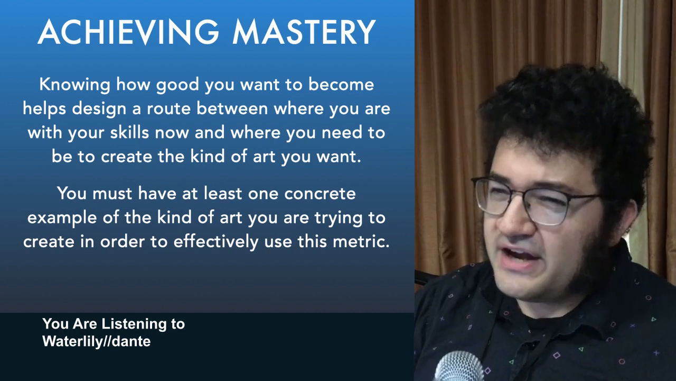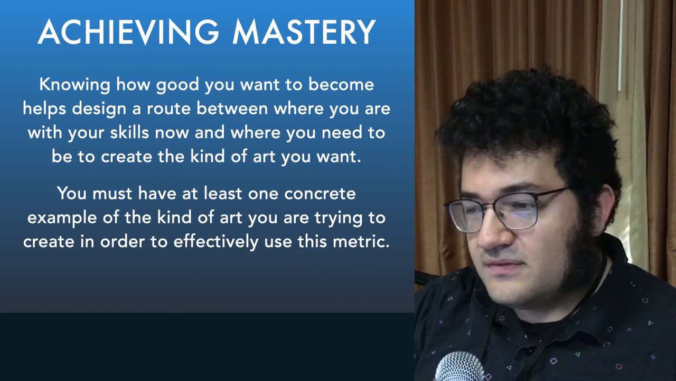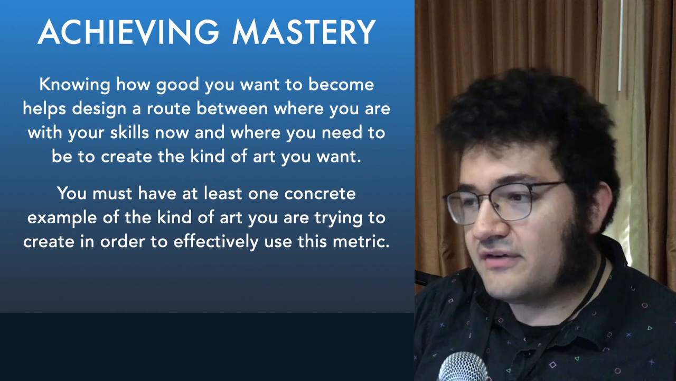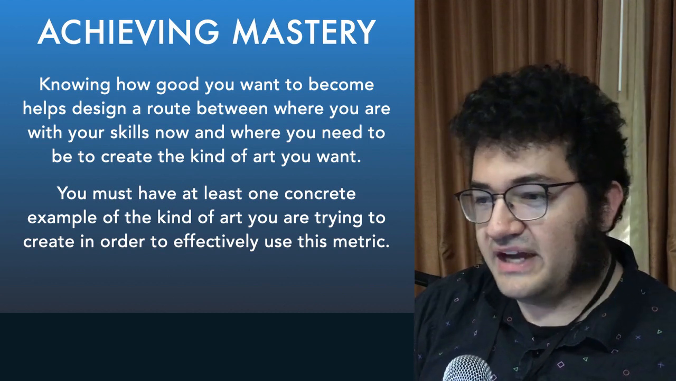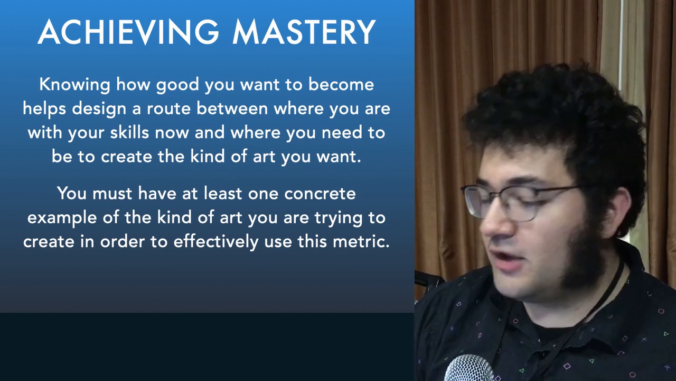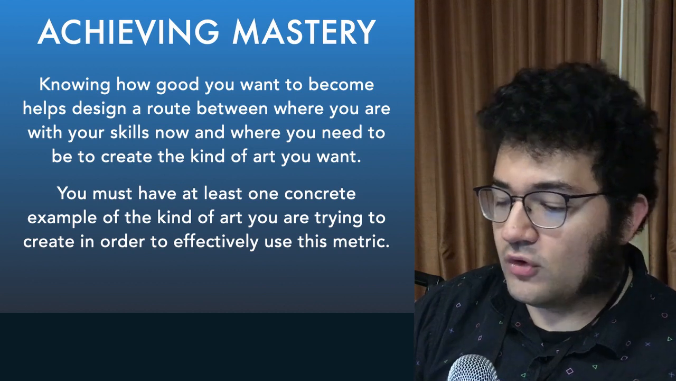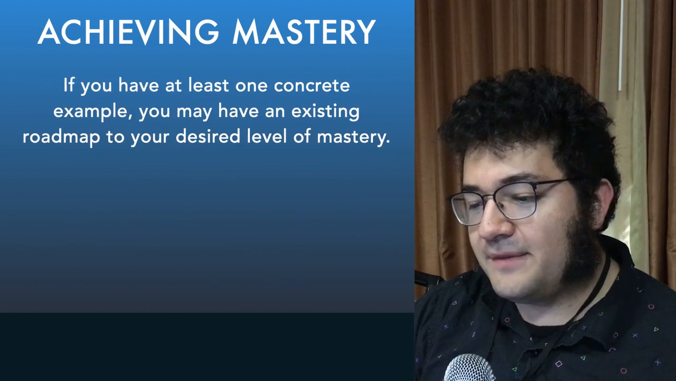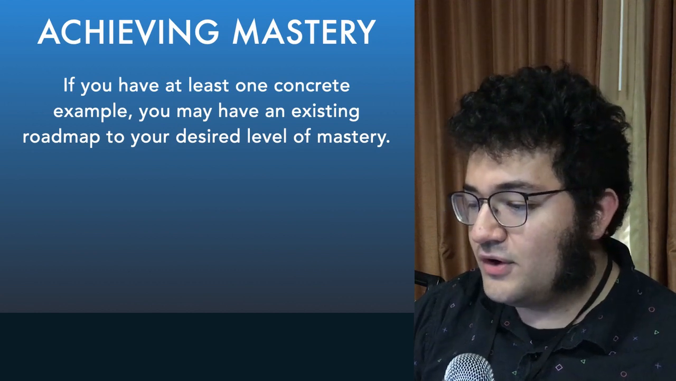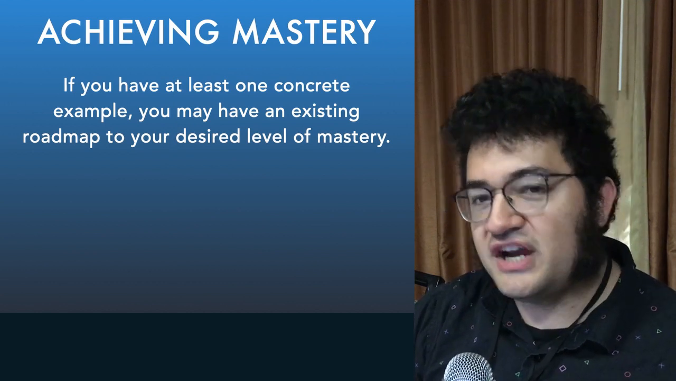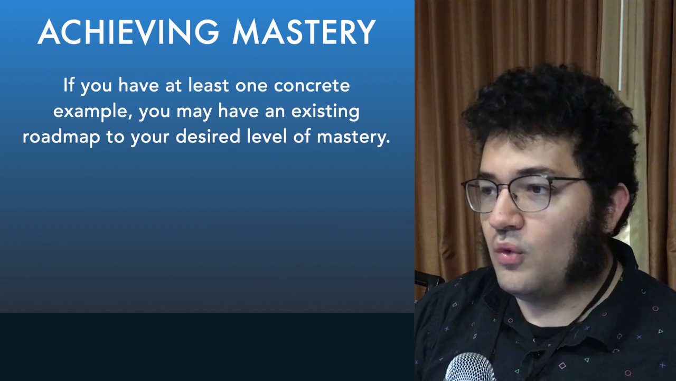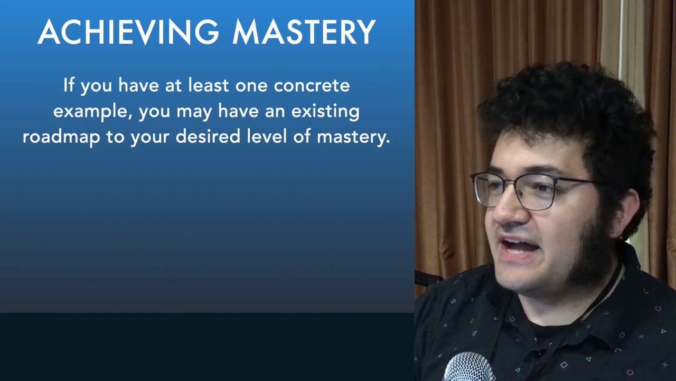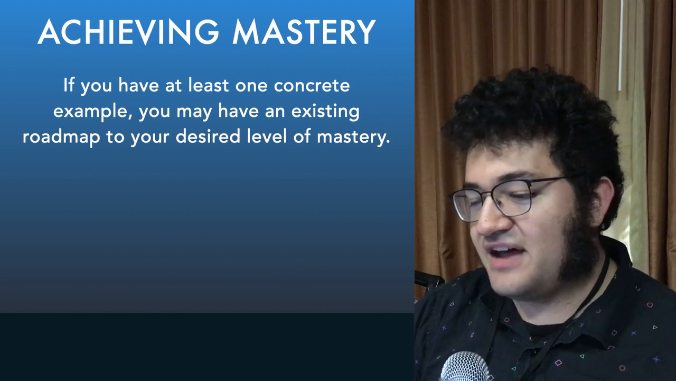Examples of great art are available everywhere. So you can find someone who's doing the kind of art you want to do and learn about their creative journey, and that's going to help you develop your map for achieving creative mastery. If you've got at least one concrete example, you may have an existing roadmap, because a lot of people share their journeys to where they are in their field, how they got to their place of success, how they got to their place of mastery.